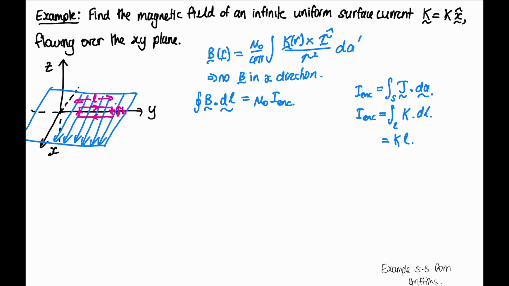Okay, and now what we're going to need to do is think about, along here, we've got a y component. This length is going in the y direction. And on the two sides here, we've got a z component. So let's start by considering the z component of the magnetic field.